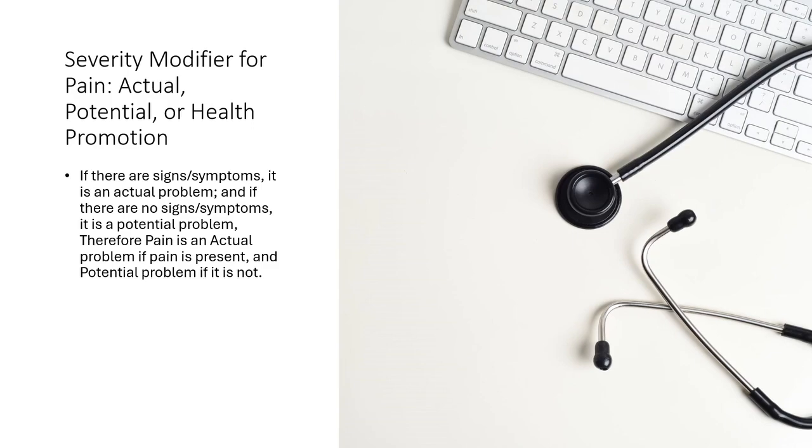Next, the severity modifier for pain, actual, potential, or health promotion. Recall, if there are signs and symptoms, it is an actual problem, and if there are no signs and symptoms, it is a potential problem. Therefore, pain is an actual problem if pain is present, and a potential problem if it is not.